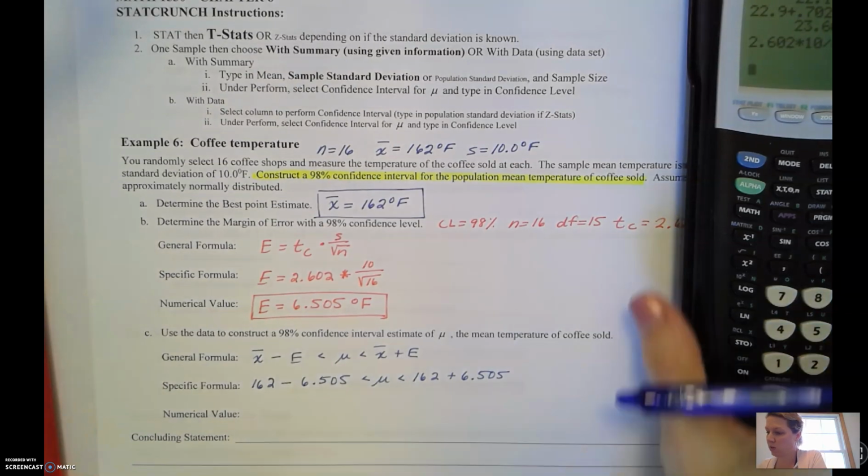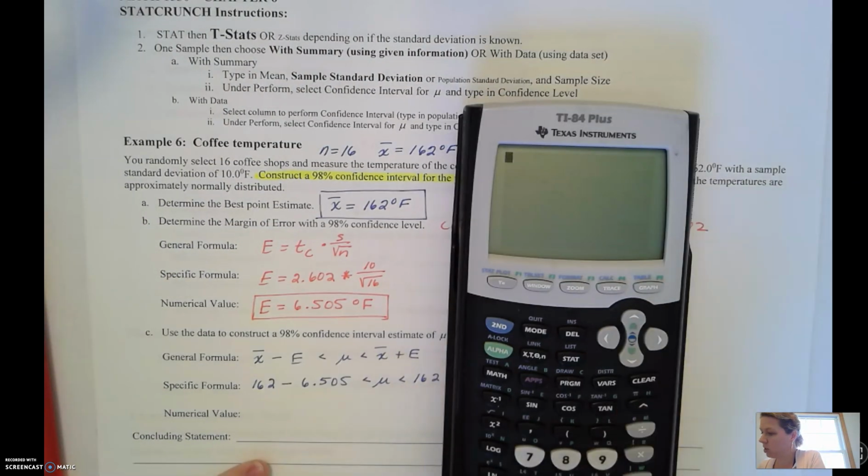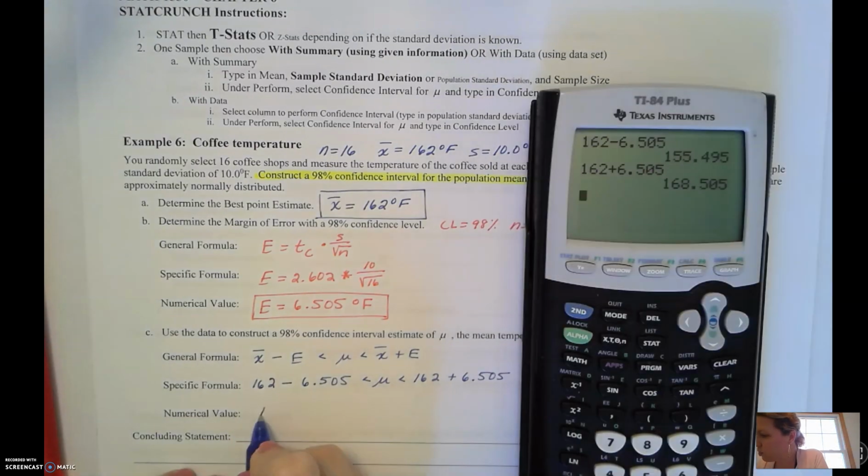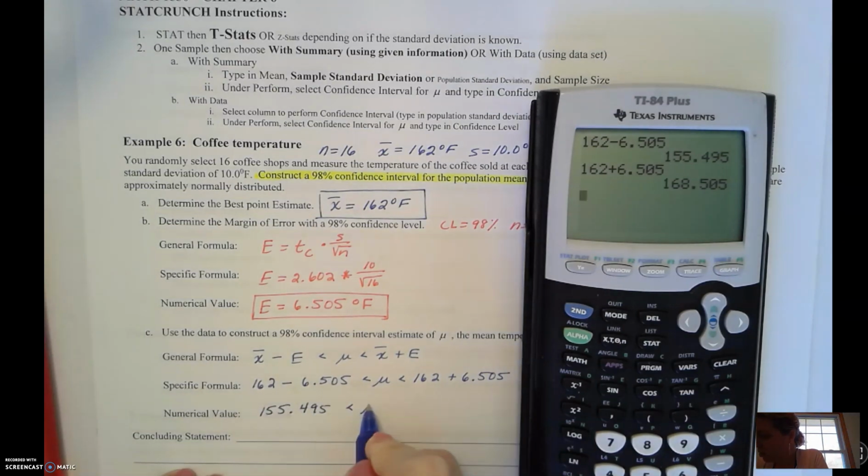Now let's go ahead and do the subtraction and addition. So 162 minus 6.505 and 162 plus 6.505. There we go. Get those two answers. So it's 155.495 less than mu less than 168.505.